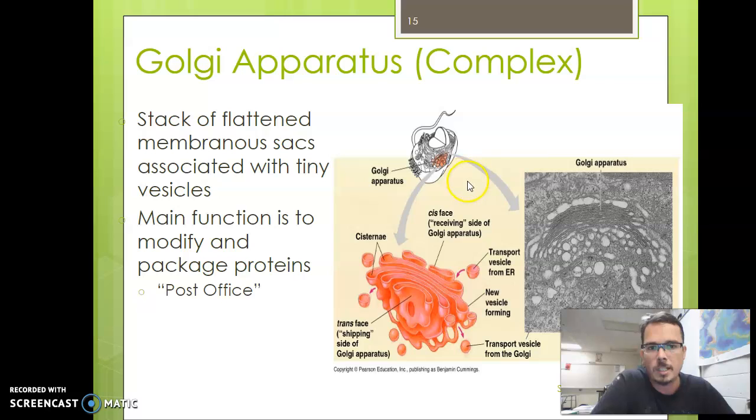So the Golgi apparatus is just a stack of flattened membranous sacs associated with tiny vesicles. And these tiny vesicles' main function is to modify and package proteins. It's kind of like the post office. So at the post office, you take your package and they send it off to where it's supposed to go. And this is what's happening with the Golgi apparatus. The Golgi is just taking those proteins that were made in the ribosomes, and it's sending them to their place in the cell or outside of the cell.